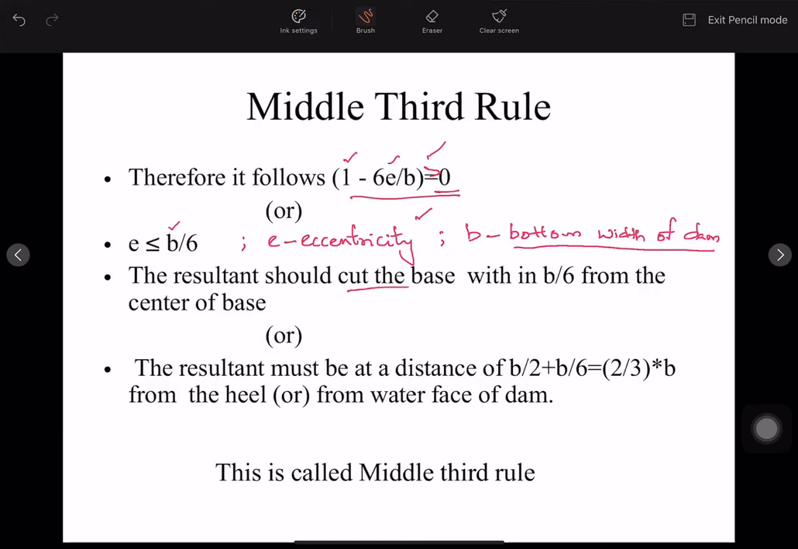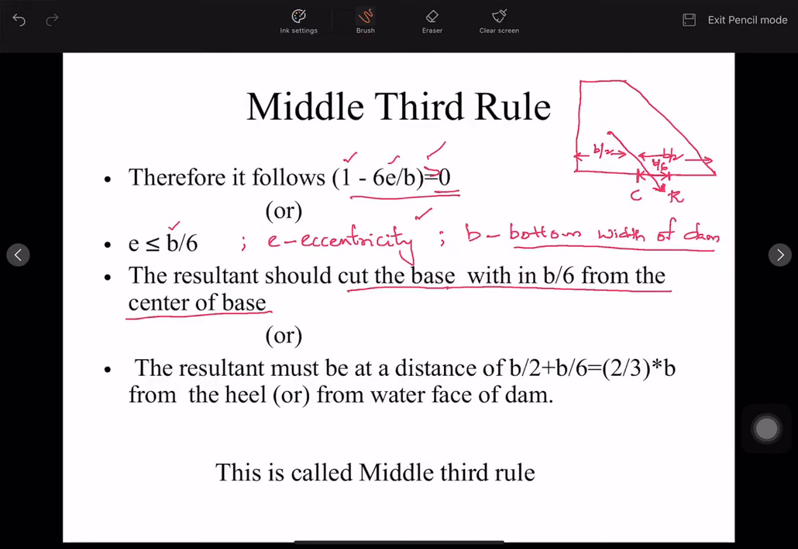So the resultant should cut the base within b by 6 from the center of the base, right? That means if we consider this as b by 2 and this as b by 2, the resultant should cut the base within b by 6 from the center of the base. This is the center of the base, and the resultant should cut within the b by 6 distance. I think you got this, right?